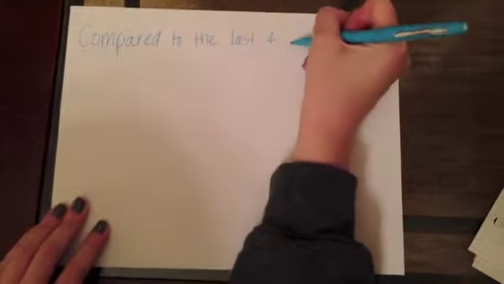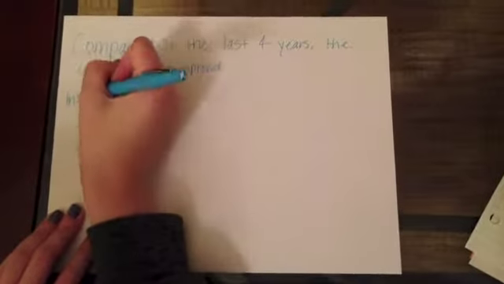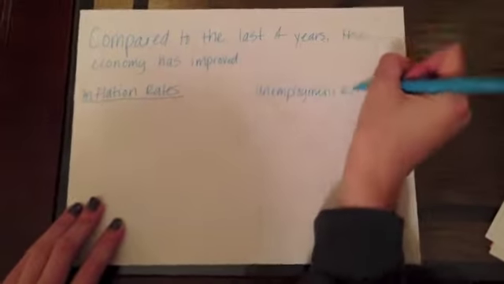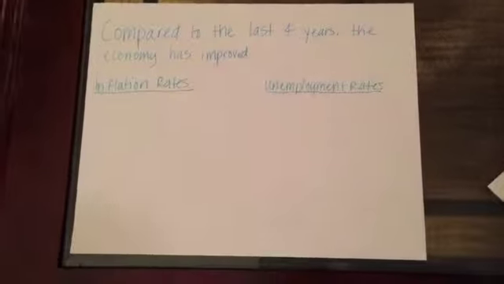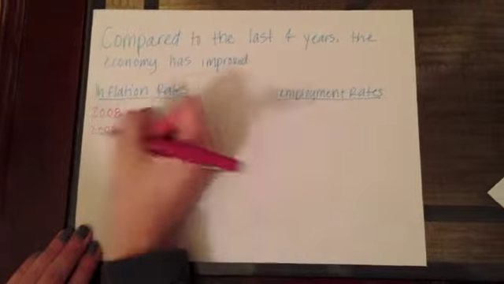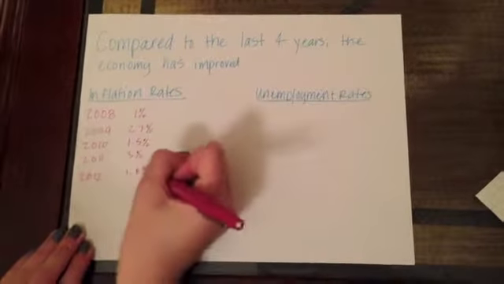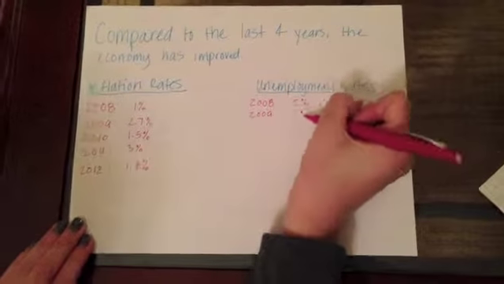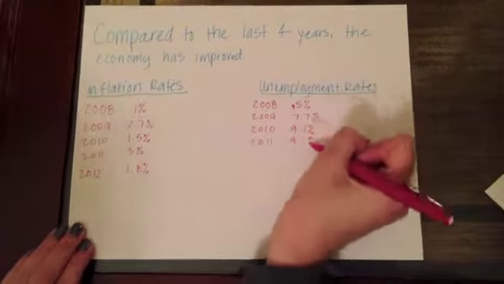Compared to the last 4 years, the economy has improved. The inflation rate in 2008 was 0.1%, and in 2012, it's 1.8%. The unemployment rate in 2008 was 5%, and now it's 7.8%.